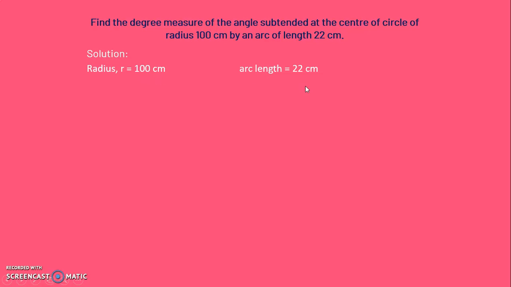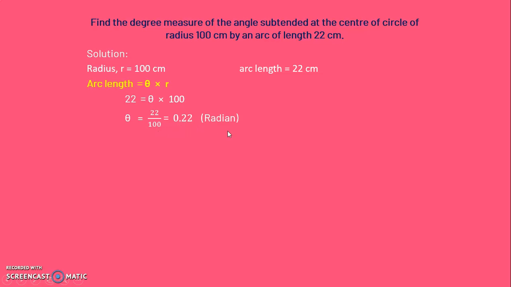So we know the formula which links this radius and the arc length already. That is, arc length is theta into r. So the arc length we know, and the radius also we know. So your arc length is 22, which is equal to theta, which is unknown, into r, which is 100 centimeters. So theta will be 22 divided by 100, which is 0.22 radians. So the answer will be in radians.